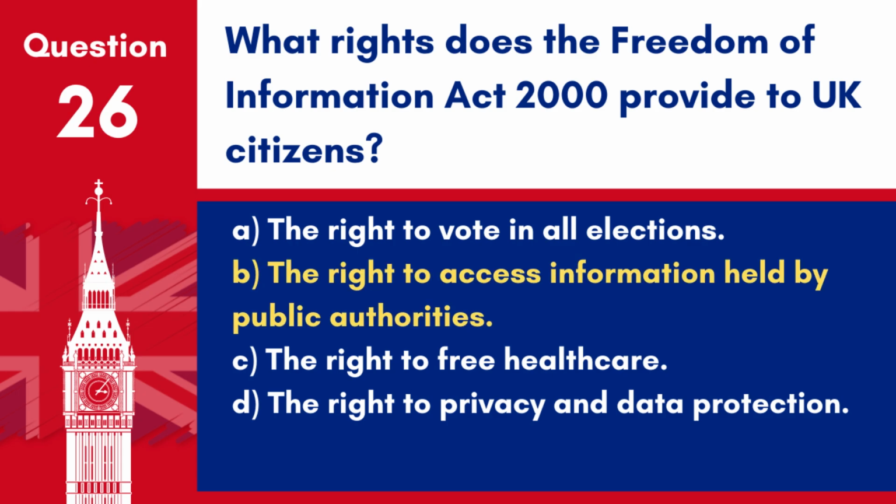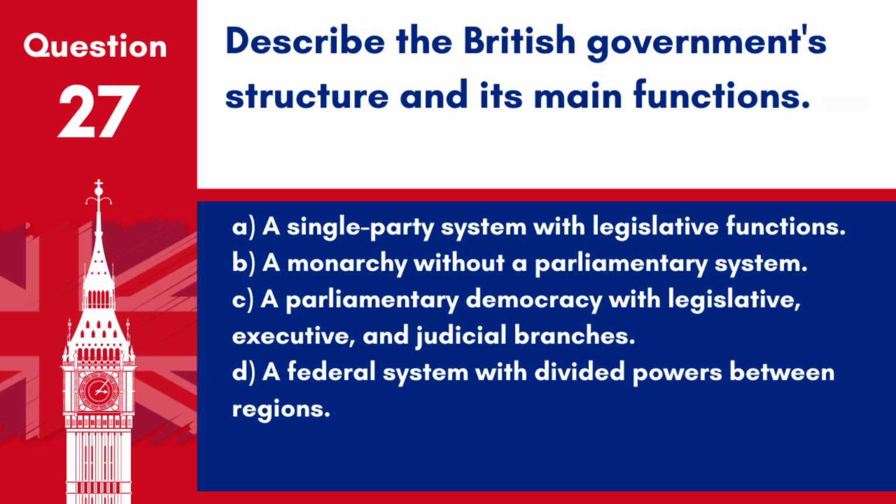Answer: B. The right to access information held by public authorities. The Freedom of Information Act 2000 gives UK citizens the right to access recorded information held by public authorities, promoting transparency. Question 27. Describe the British government structure and its main functions.